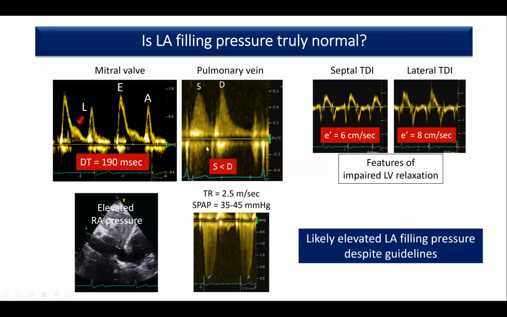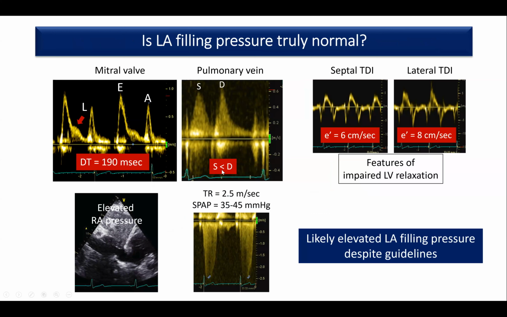However, let's look further. Is left atrial pressure truly normal? First of all, this patient has an L wave, which is a mid-diastolic wave due to impairment in relaxation, which implies typically elevated left atrial pressure, even though the L wave is not very high, but it's quite a prominent wave. It's beyond 0.3 meter per second. The deceleration time as well is quite short for someone at his age, 190 milliseconds.